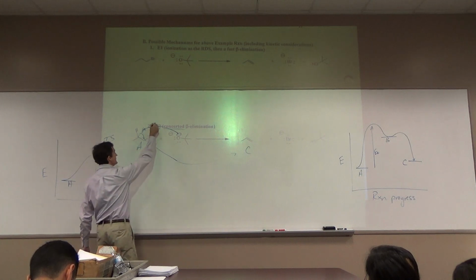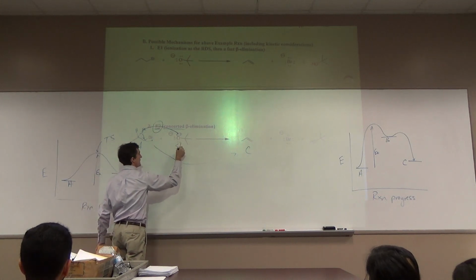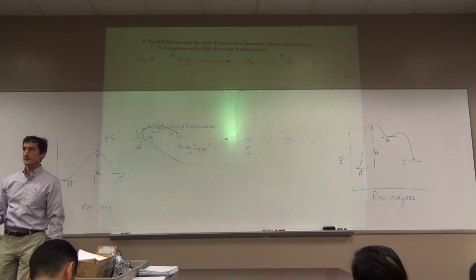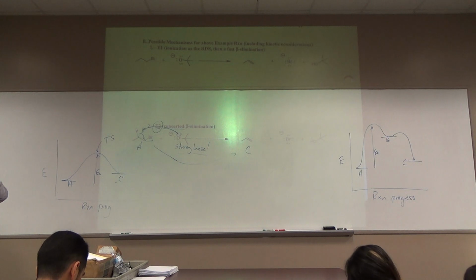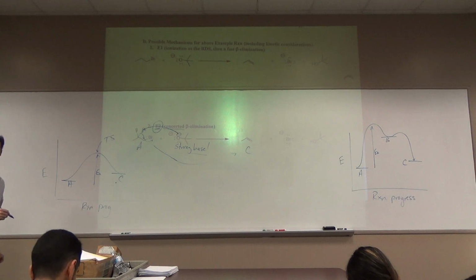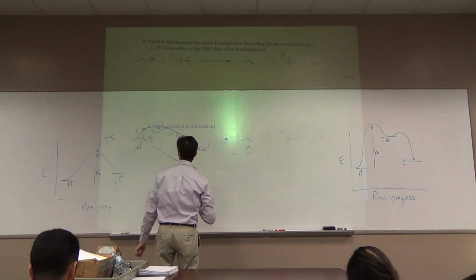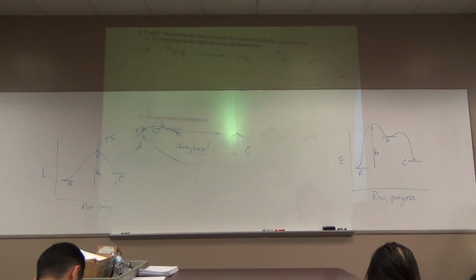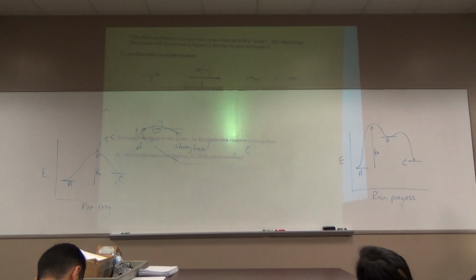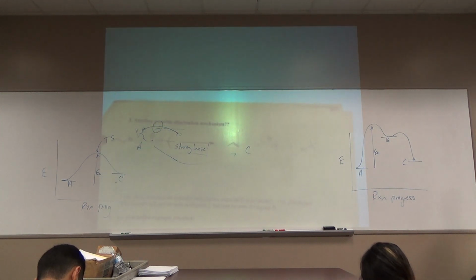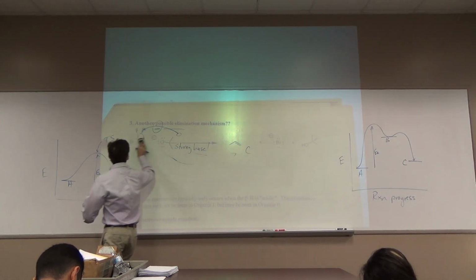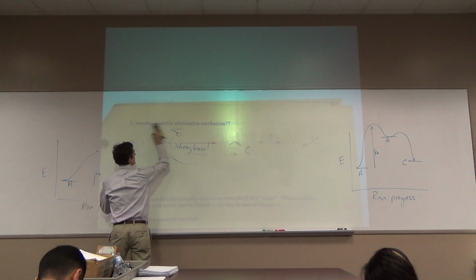This mechanism is E2, mainly because we have a strong base. It's a bully. It's not going to wait for the leaving group to ionize, just like the strong nucleophile is not going to wait for the leaving group to ionize. All right. Is there another way to do this mechanism? Is there another possible way?